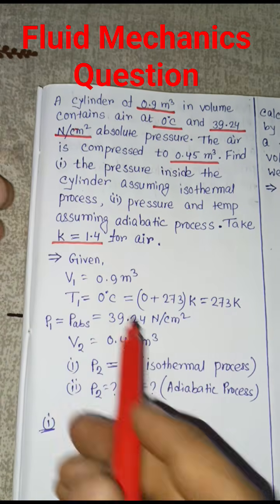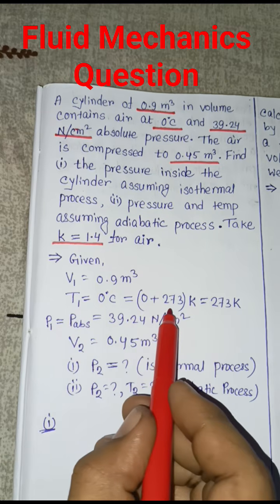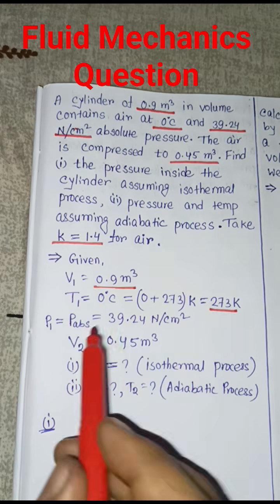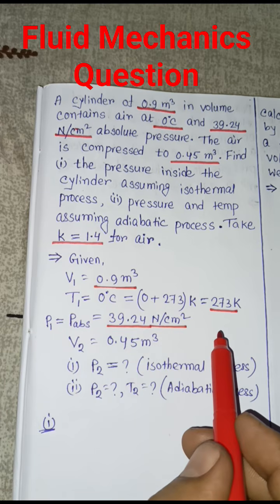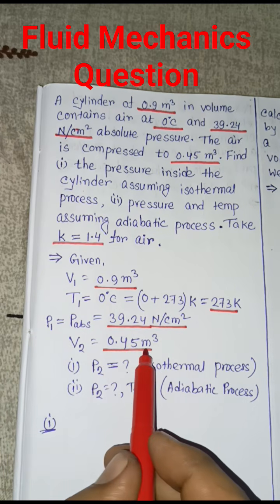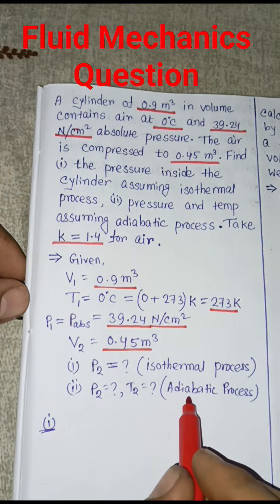So what is given in this question? Initial volume is 0.9 meter cube. Initial temperature is equal to 0 degree Celsius, that is equal to 0 plus 273 Kelvin, that is equal to 273 Kelvin. Absolute pressure or initial pressure is equal to 39.24 Newton per centimeter square, and final volume is equal to 0.45 meter cube. In the first case you have to find P2 for isothermal process, and in the second case P2 and T2 for adiabatic process.